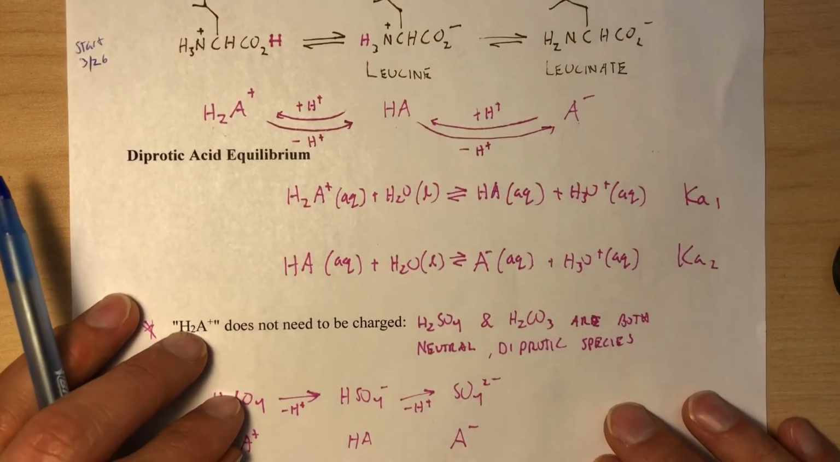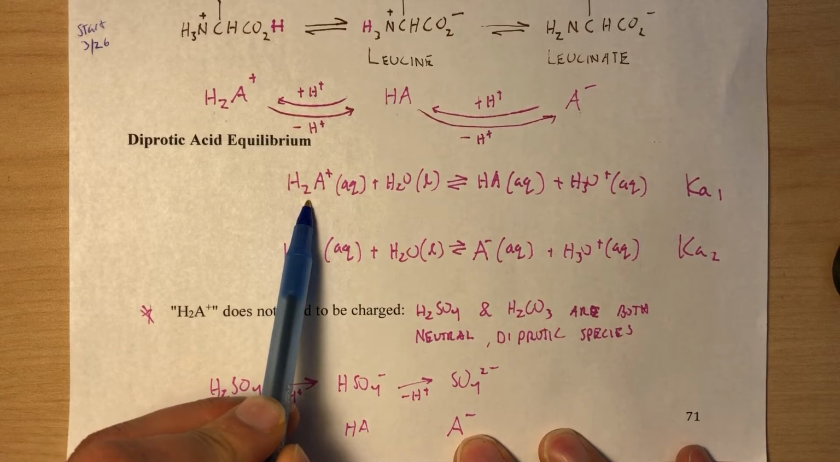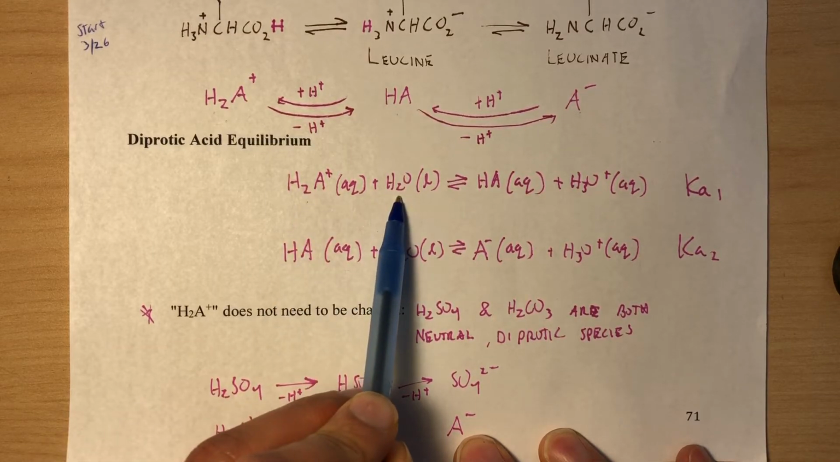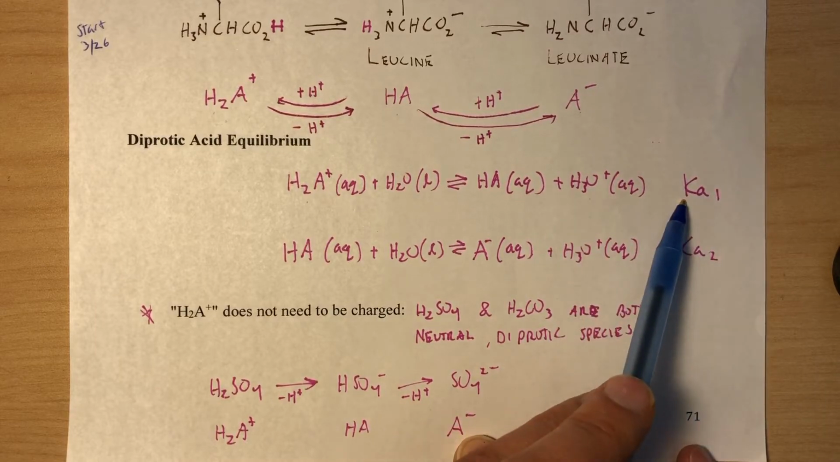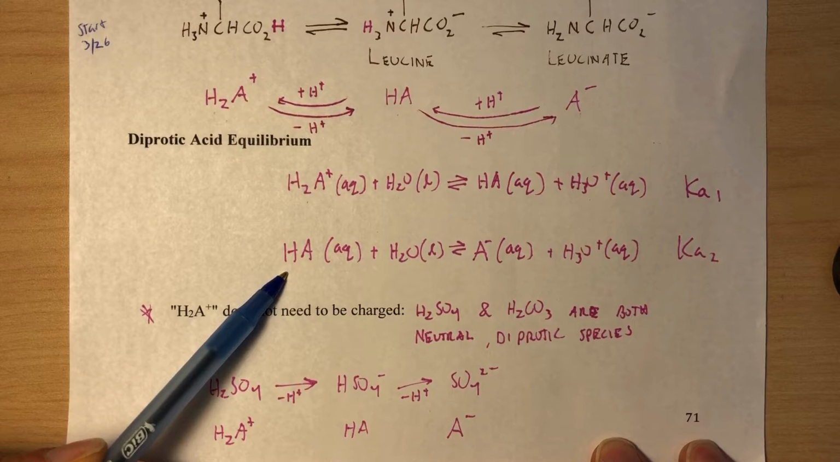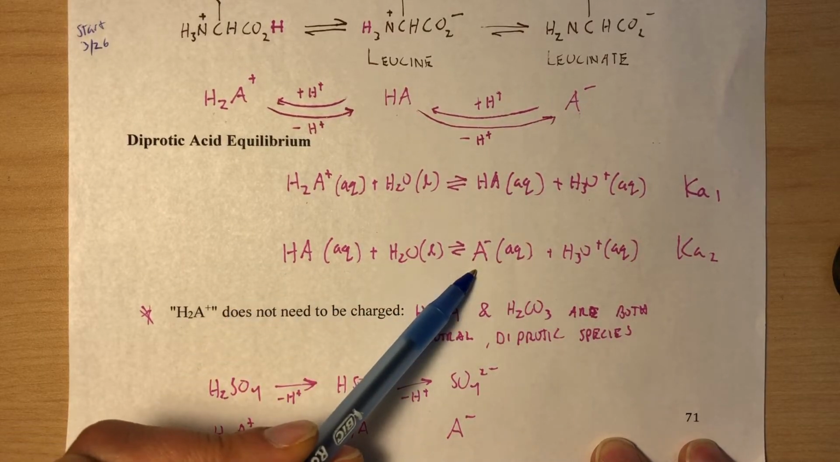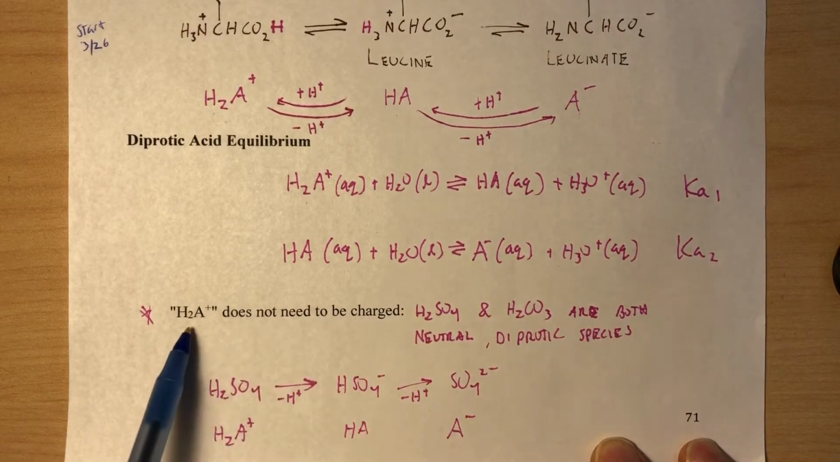So this is a diprotic acid equilibrium. So we have two acids working here. We have the fully protonated, which can get deprotonated by water to form HA and hydronium, which we describe with Ka1. And then we have HA goes on to become further deprotonated by water to form A- and another equivalent of hydronium, Ka2. Remember that H2A+ does not necessarily need to be charged.